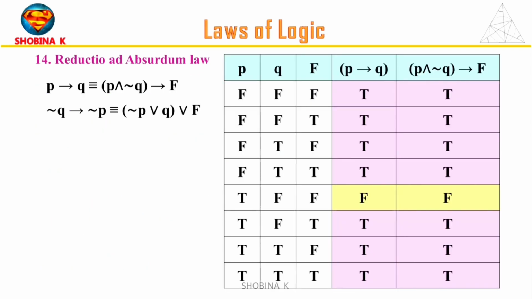Now we have both LHS and RHS in a similar form. P implies Q is equivalent to not Q implies not P. Similarly, P and not Q implies false is equivalent to not P or Q or false. And here is the truth table. You can see the left hand side and right hand side expressions have the same truth value for all possible combinations of P, Q and F.